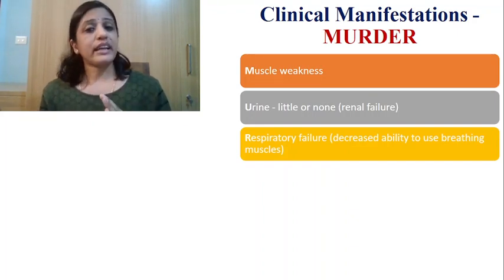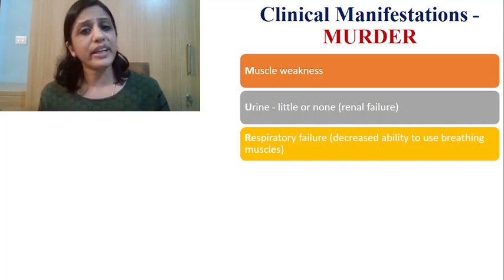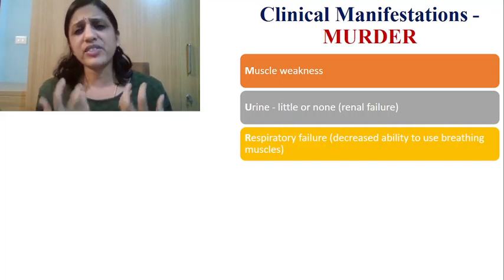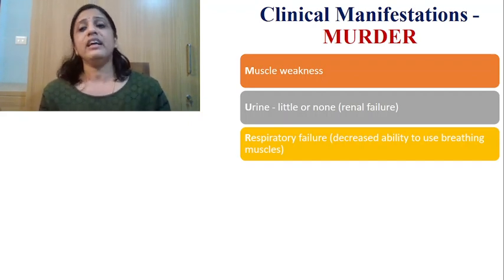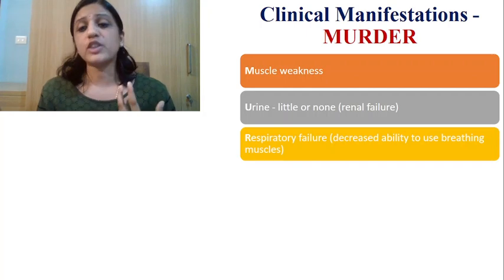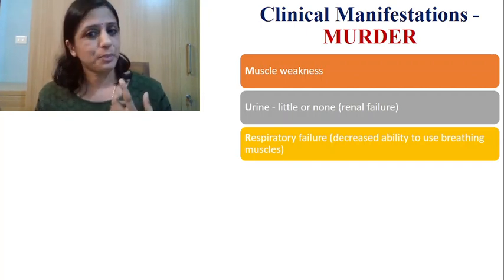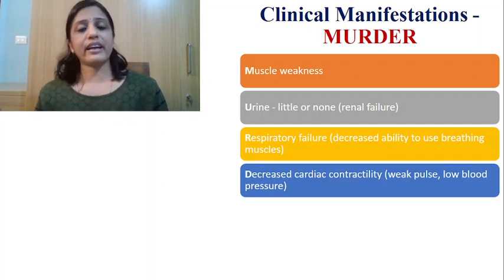R stands for respiratory failure because it is a muscle. Respiratory muscle weakness can happen. When there is a severe hyperkalemia, what can happen? Respiratory muscle flaccidity. The patient is unable to use the respiratory muscles for breathing. R, respiratory failure. D stands for decreased cardiac contractility.